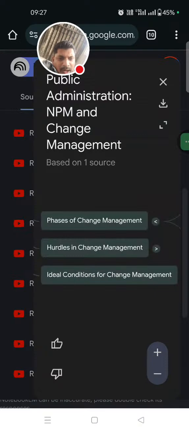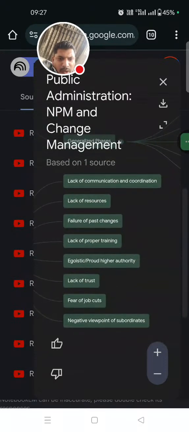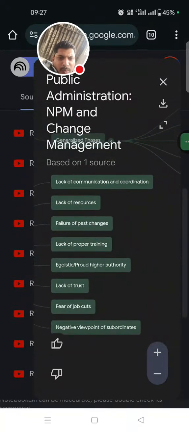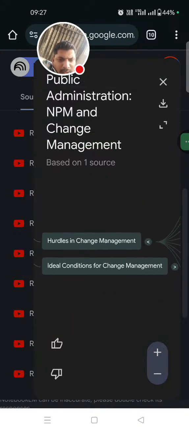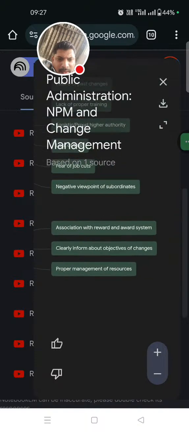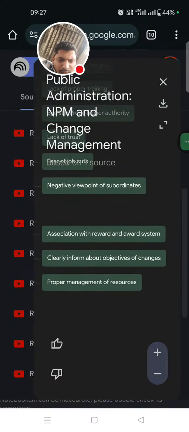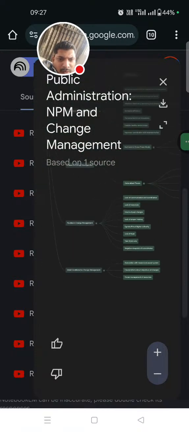Then comes the hurdles in change management: lack of communication and coordination, lack of resources, failure of past changes, lack of proper training, egoistic and proud higher authority, lack of trust, fear of job cuts, and negative viewpoint of subordinates. Then the ideal conditions for change management are association with a reward and award system, clearly informing about the objective and change, and proper management of resources. So these are the chapters.